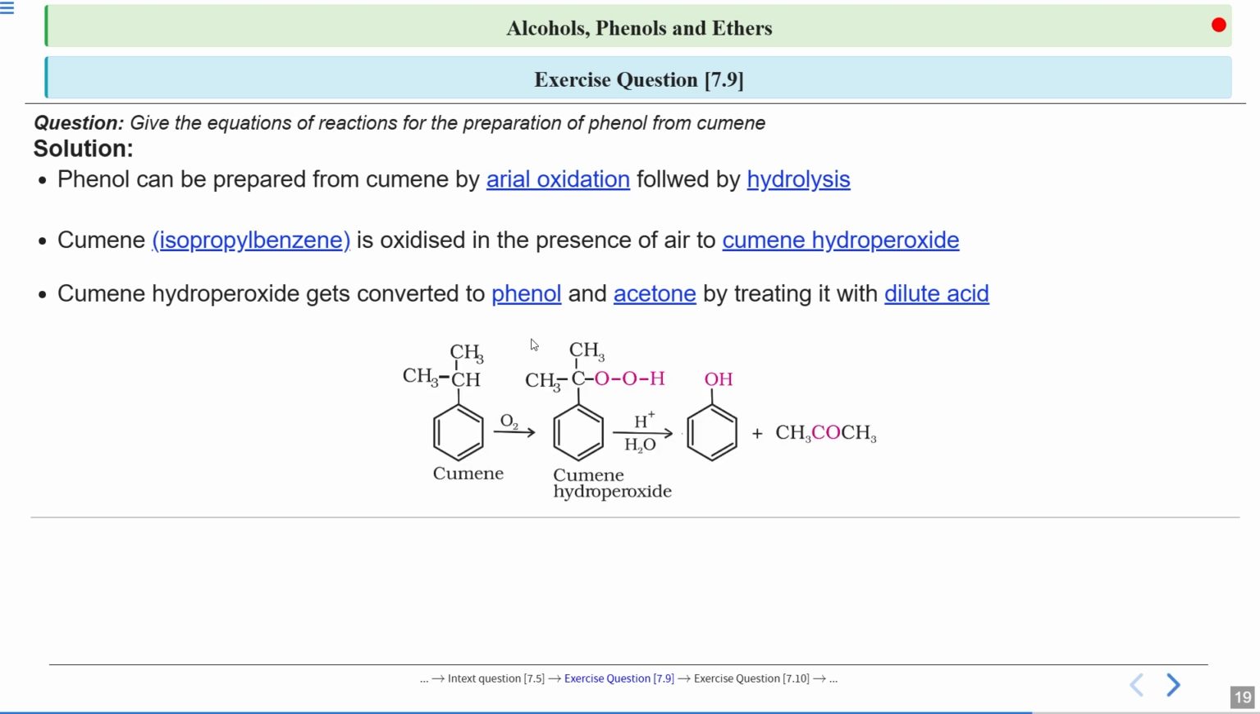So see, this is cumene, in which the isopropyl group is here. When you do the oxidation of this cumene, you will see a peroxide linkage. This peroxide linkage is unstable, so it will break in the presence of acid and form phenol and acetone as the side product. We discussed it today itself.